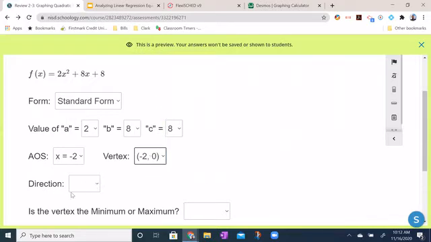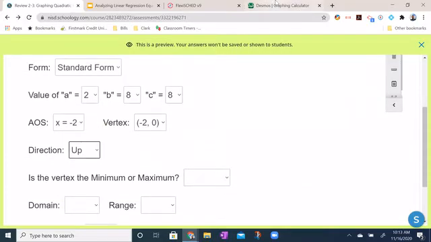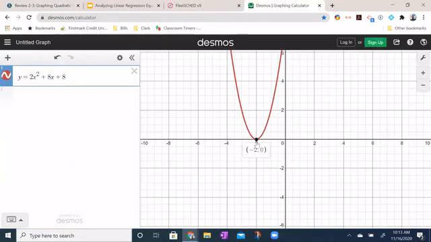All right, which direction is it opening? When asking direction, which way is it opening? It's opening up. If the parabola is opening up, as you can see here, this vertex is going to be a minimum. It'll be the smallest point on the parabola. So that would be a minimum.